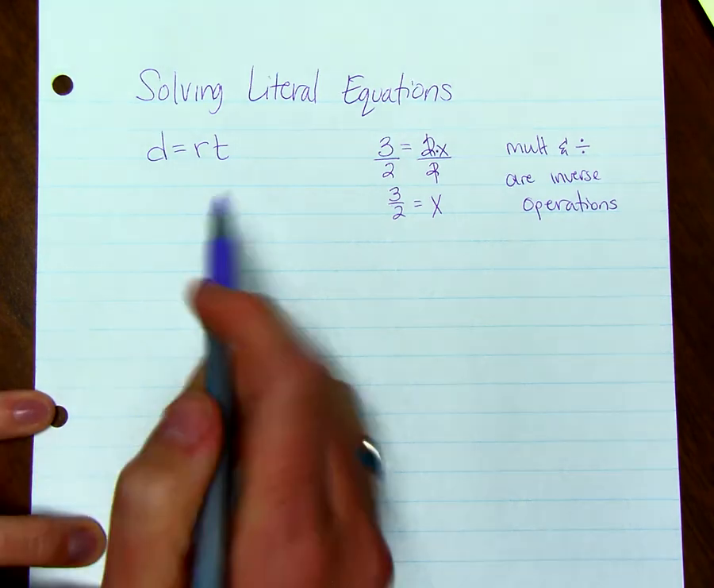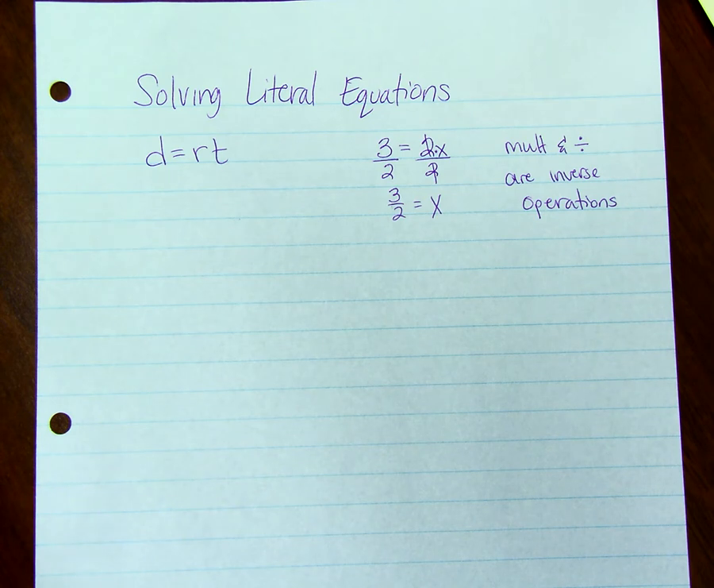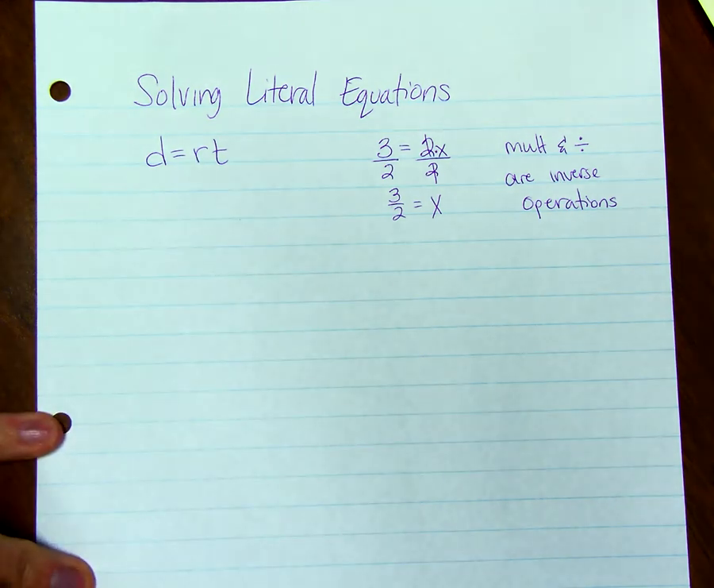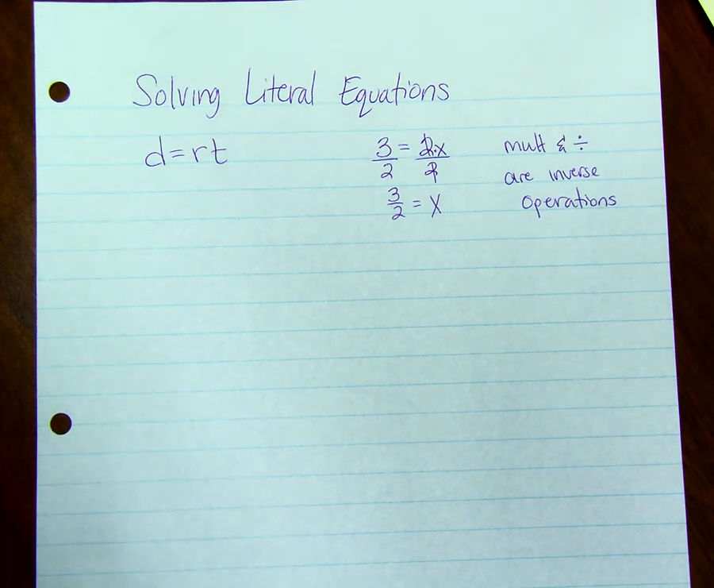Okay, so let's say in our literal equation, distance equals rate times time, we want to solve for the rate. Let's say we want to get the r all by itself. So first we have to decide what is being done to the r. Please raise your hand and answer the question, what operation is being done to r? Okay, and what is the inverse of that operation? Raise your hand. Nice job. Thanks for raising your hand quietly.